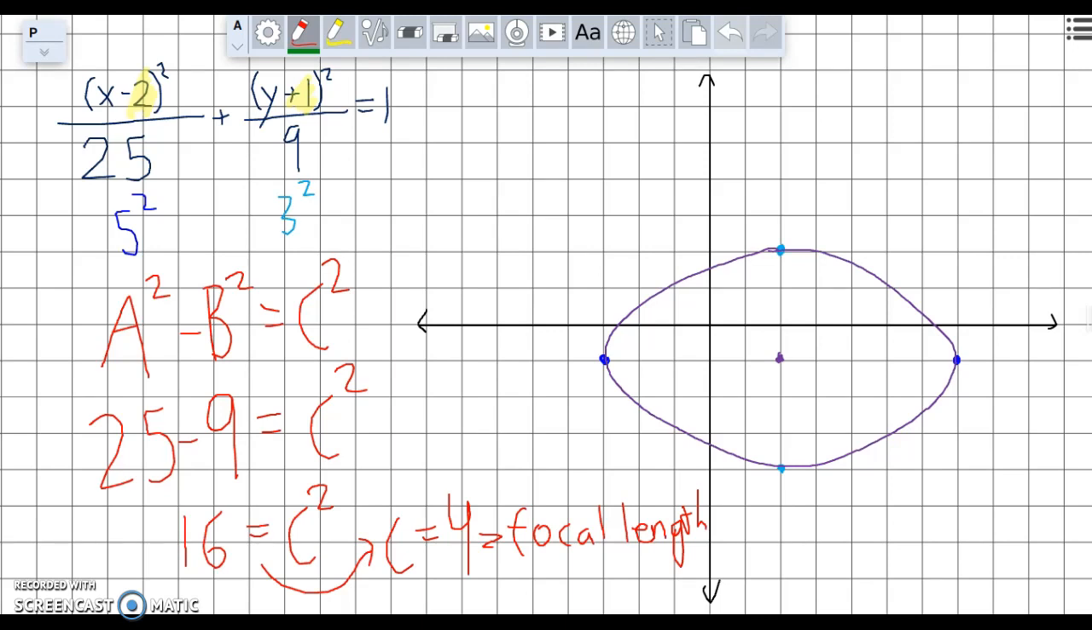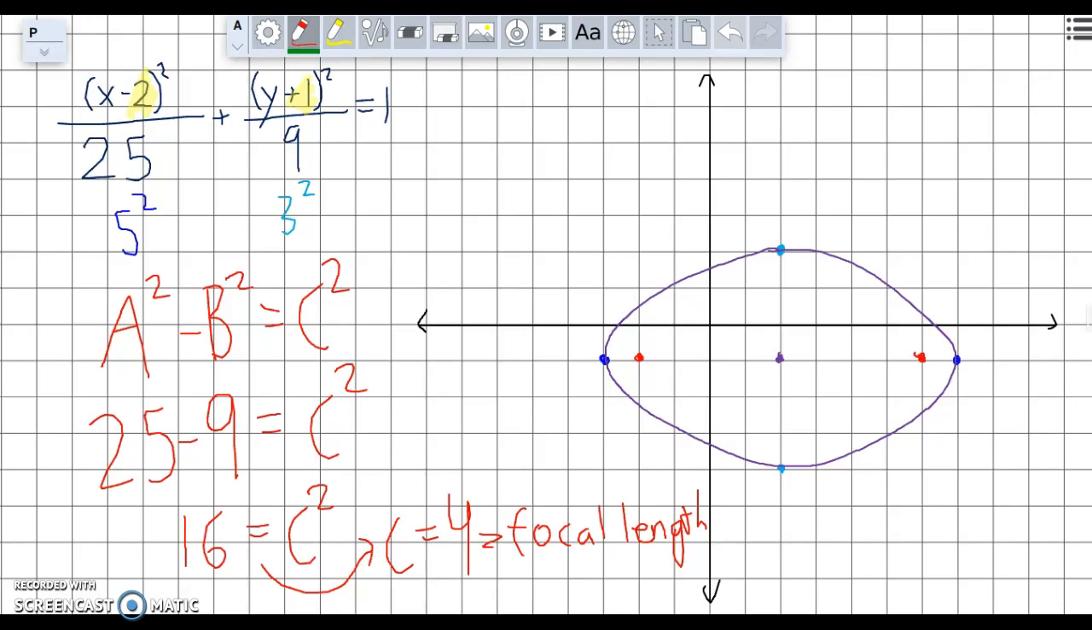Because this is a wide ellipse, not a tall ellipse, because it's bigger in the x direction than it is in the y direction, I'm going to move left and right to get to 4. I move left 4, 1, 2, 3, 4. Right 4, 1, 2, 3, 4. Those are going to be my foci, or focuses, or foci. All of those are correct. Anyone who says differently is wrong.